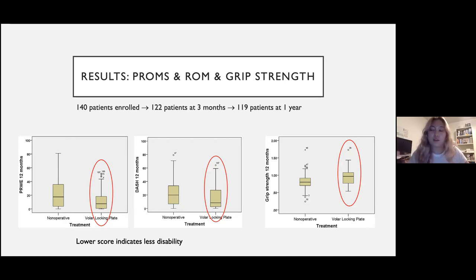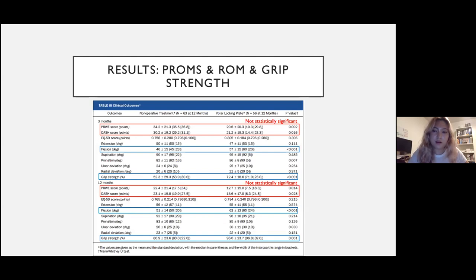Grip strength increased with the volar locking plate, which is what we're looking for. We want more grip strength. So the red boxes are where it's not technically statistically significant, but if you look at these numbers like 0.002, they're close enough to statistical significance that I think they are valid conclusions that the PRWE and DASH scores improved, and that was at all follow-ups, which is 3 months and 12 months primarily.